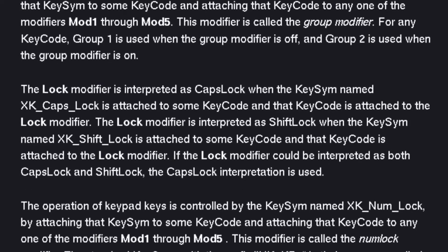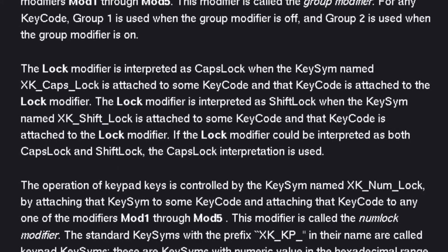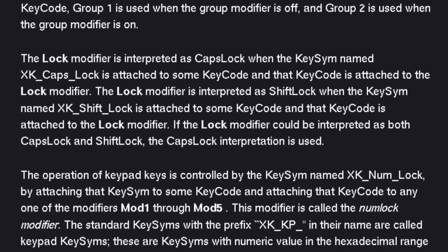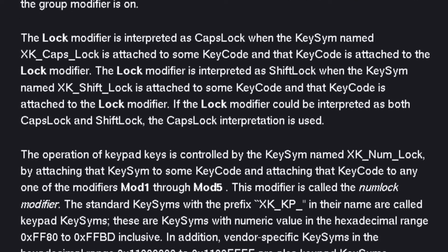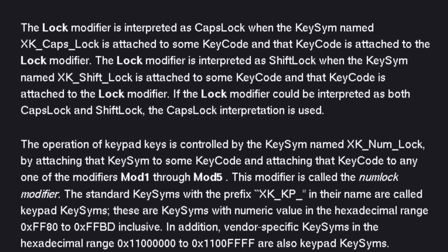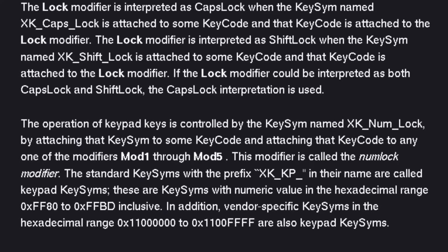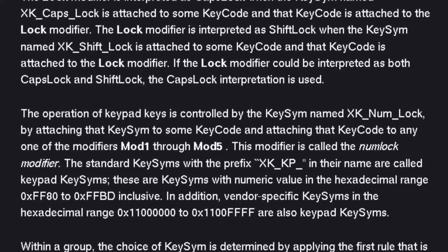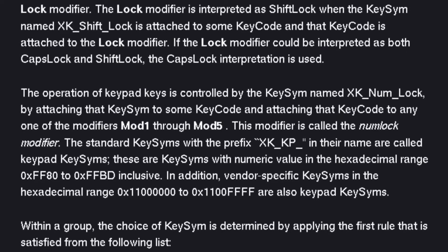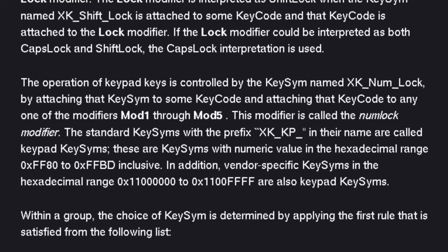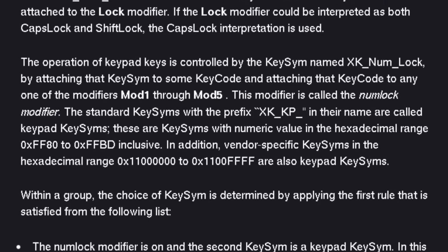The operation of keypad keys is controlled by the keysym named XK_Num_Lock, by attaching that keysym to some key code and attaching that key code to any one of the modifiers Mod1 through Mod5. This modifier is called the numlock modifier. The standard keysyms with the prefix XK_KP_ in their name are called keypad keysyms. These are keysyms with numeric value in the hexadecimal range 0xFF80 to 0xFFBD inclusive. In addition, vendor-specific keysyms in the hexadecimal range 0x11000000 to 0x1100FFFF are also keypad keysyms.